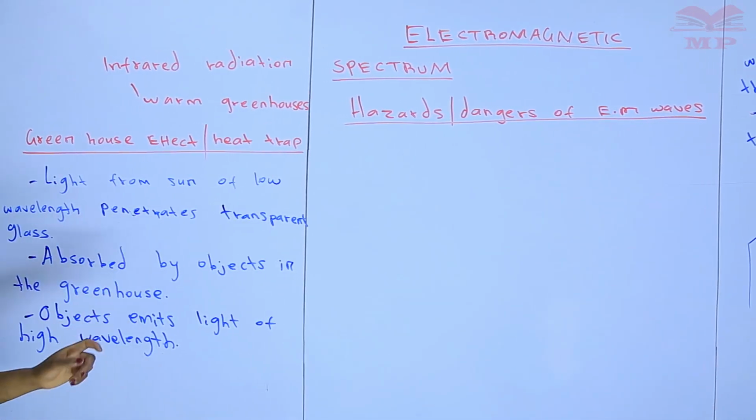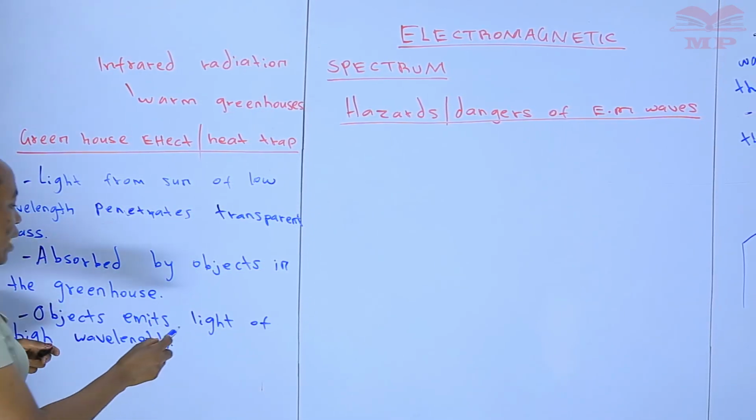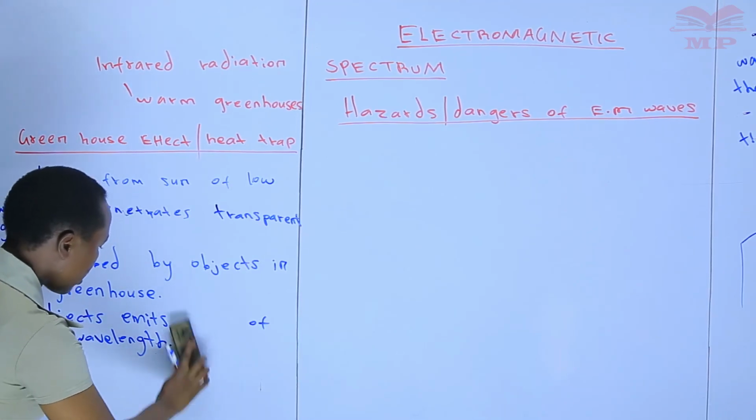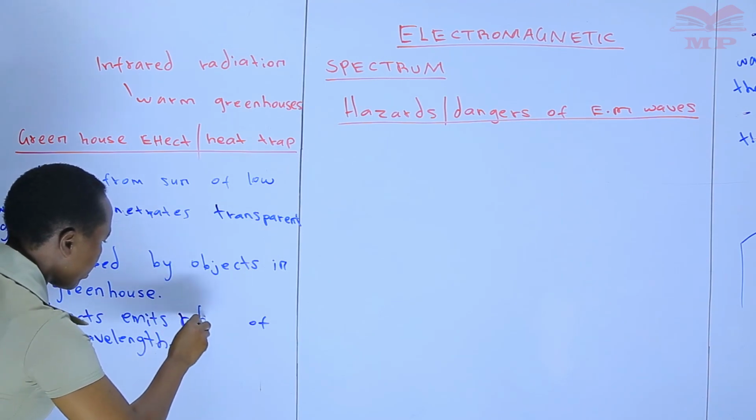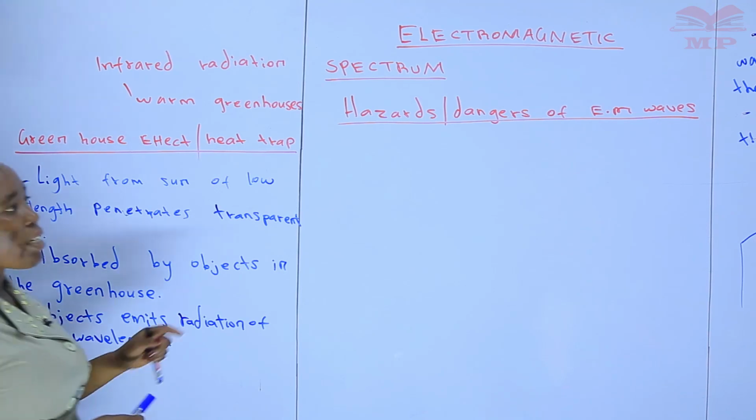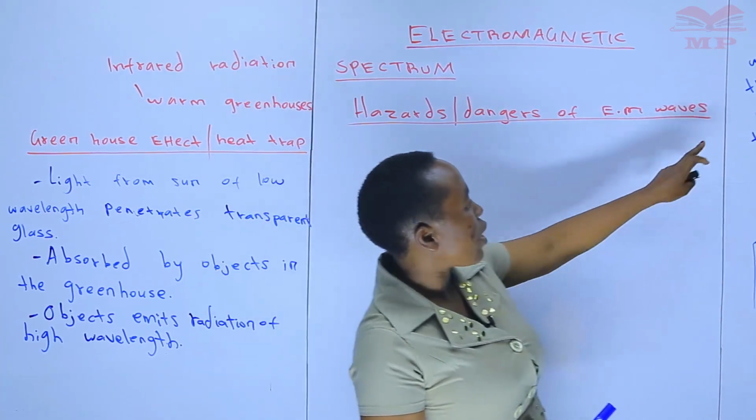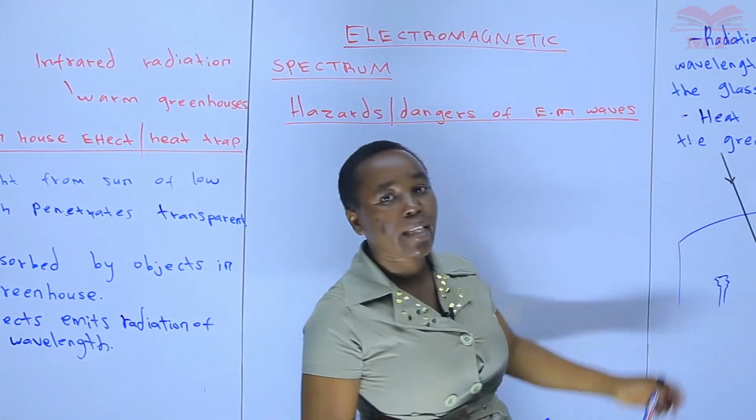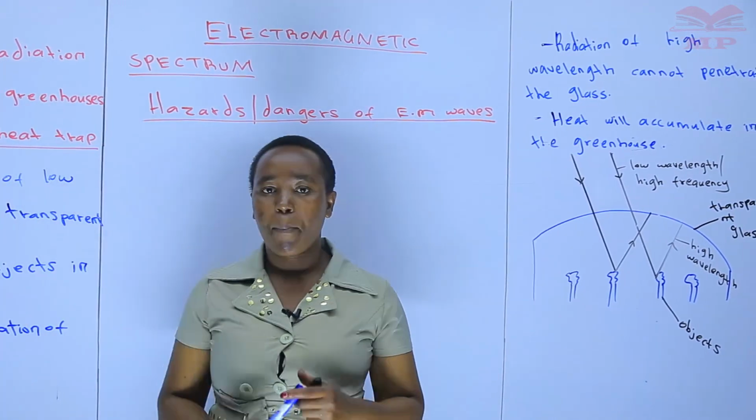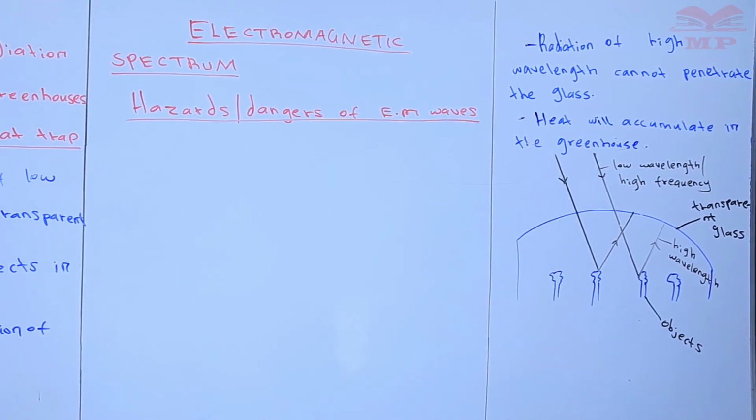And therefore, just to repeat, light from the sun of low wavelength and high frequency penetrates the glass, and then it is absorbed by the objects in the greenhouse. Then the objects will emit radiations of high wavelength. And the radiation of high wavelength cannot penetrate the glass. So heat will accumulate in the greenhouse, and this is what we call the greenhouse effect, or simply the heat trap. So that is it. That's basically how a greenhouse works.